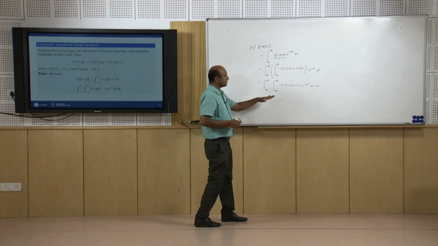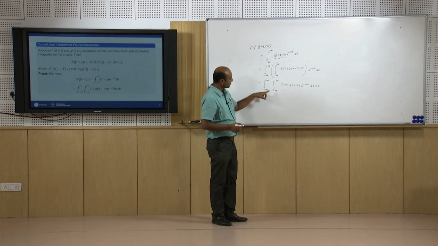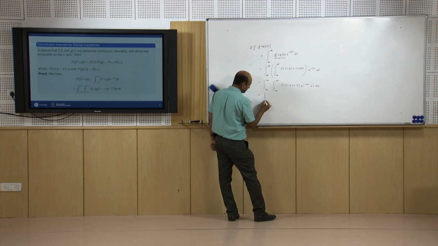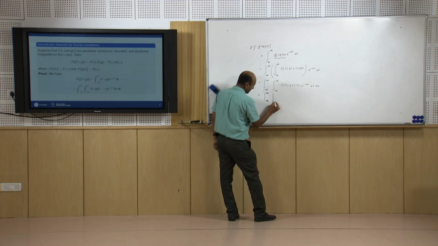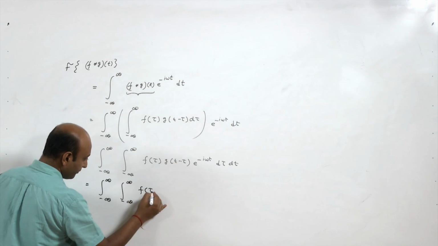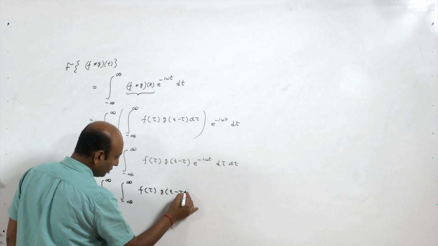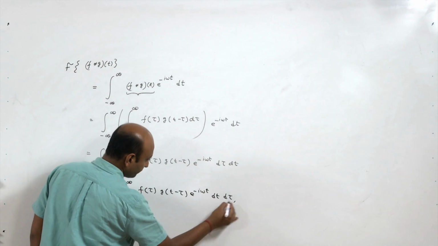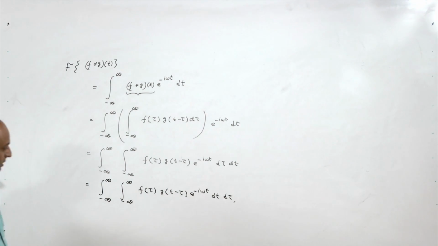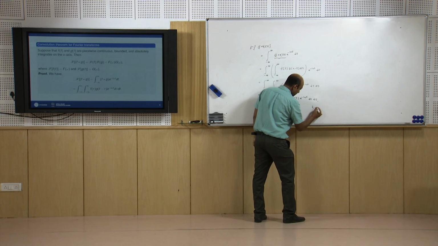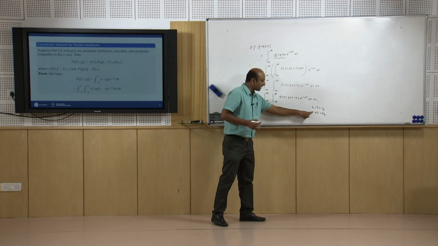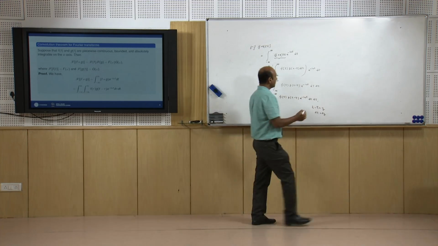Now, change the order of integration. Both the limits are constant, minus to plus infinity. So, when you change the order of integration, it is nothing but the integral from minus to plus infinity of f(tau) g(t minus tau) e to the power minus iωt dt into d tau. Now, suppose we take t minus tau as a new variable, say z. So, dt will be dz. So, when you substitute this variable in this expression, what do we get?